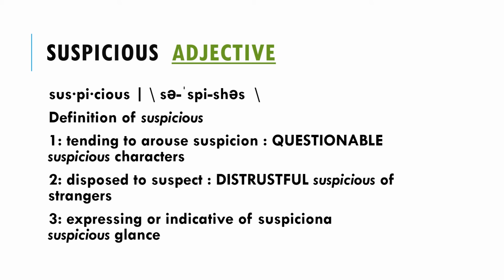Here's our second word, suspicious, and this is an adjective. So you see how it's divided into syllables, and you see the pronunciation there. This one has 2 schwas in it. Okay. Definitions of suspicious, again, 3 different definitions here.